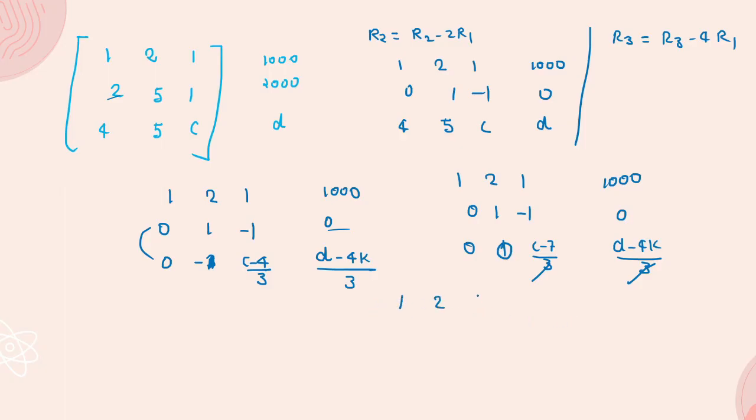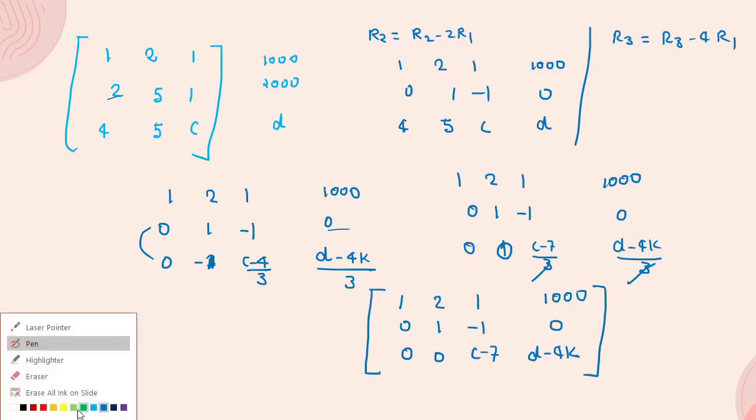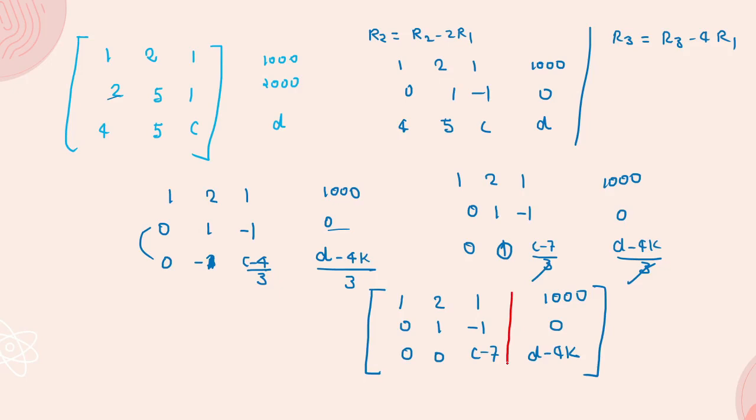So this is 1, 2, 1, 1000, 0, 1, minus 1, 0, and 0, 0, C minus 7, D minus 4k. Okay, so let me draw a line here.